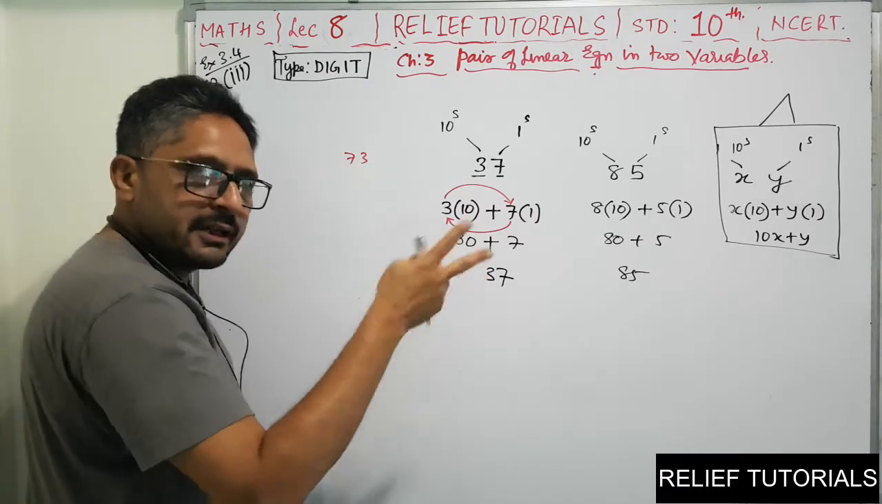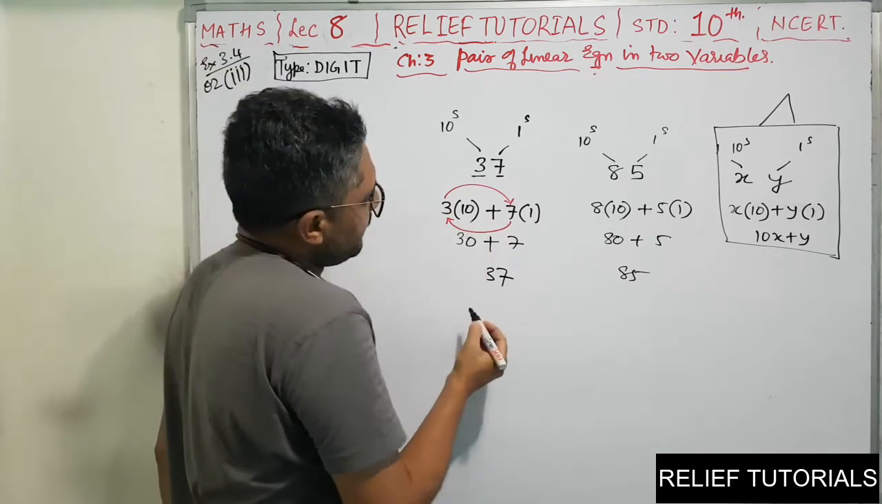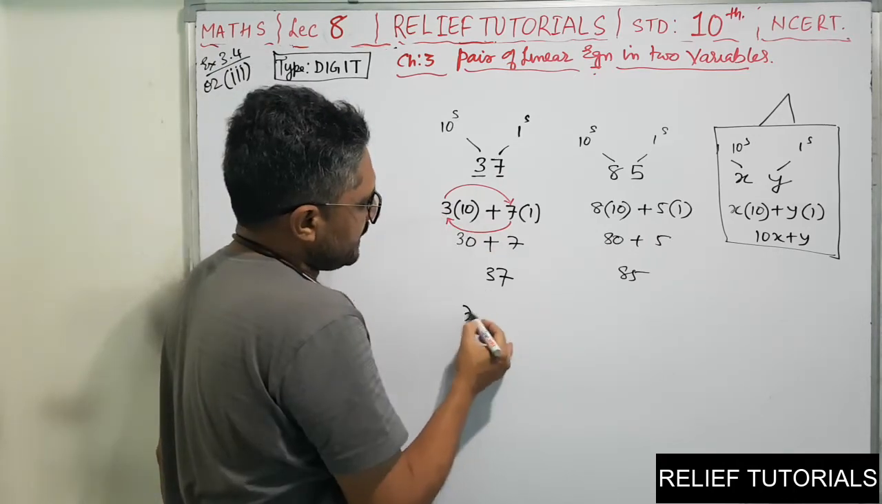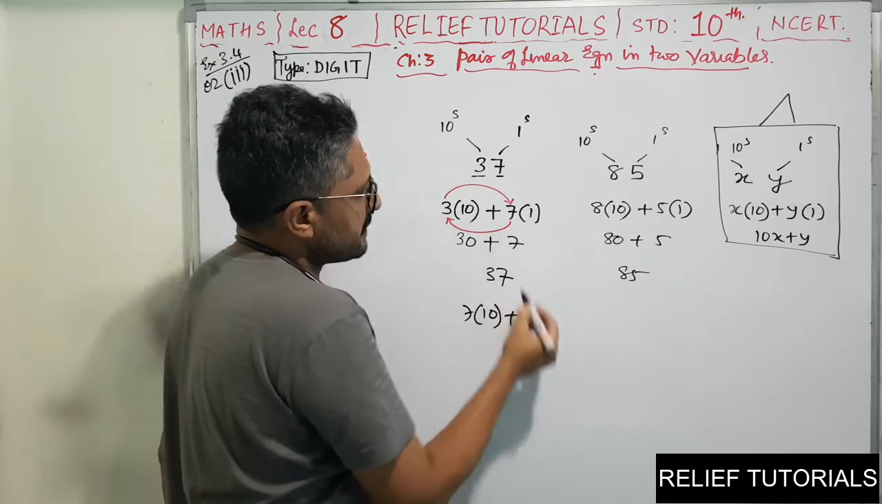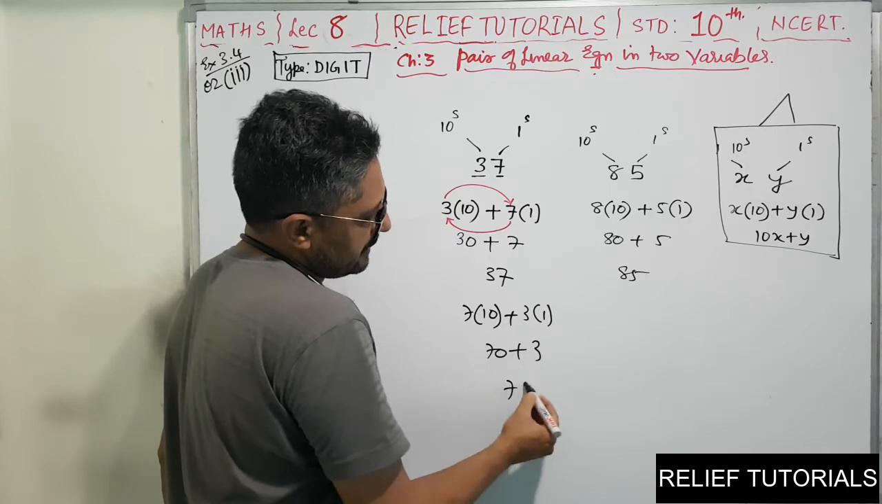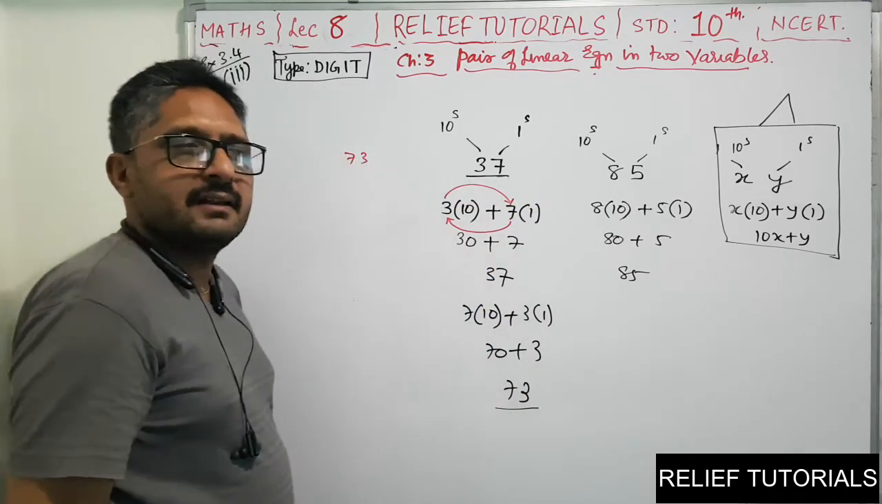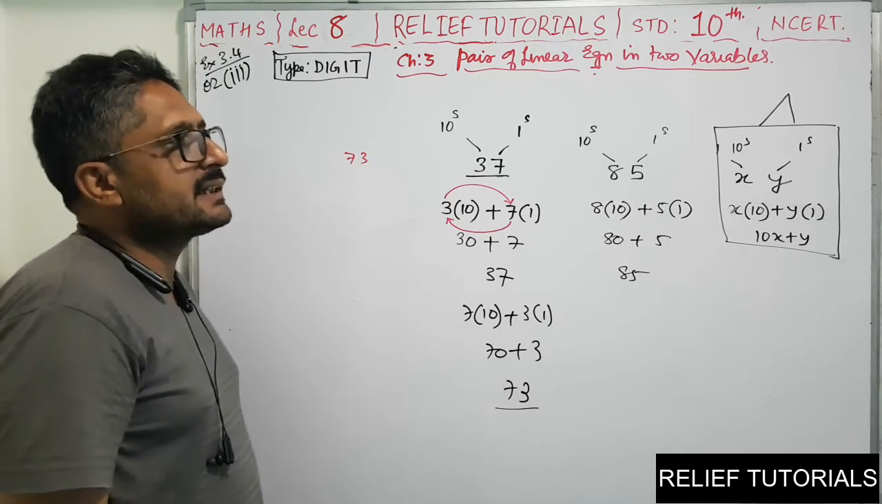So what are you doing? We are interchanging the digit at unit place and tens place. Okay. So what will happen here? See, in place of 3 you are writing 7 into 10. Plus in place of 7 you are writing 3 into 1. So 70 plus 3. So that is equal to 73. So this was 37. This is 73. So this is the number obtained by interchanging the digit.